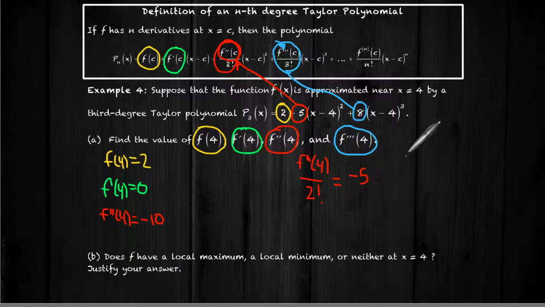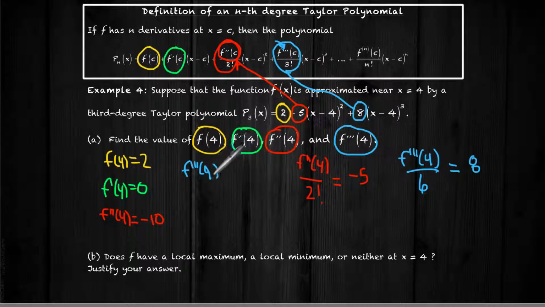So why don't we say f triple prime of 4 over 3 factorial, and 3 factorial is 3 times 2 times 1, which is 6, and that must be equal to 8. So we multiply by 6, and we get f triple prime of 4 equaling 48. And now we can answer part B.